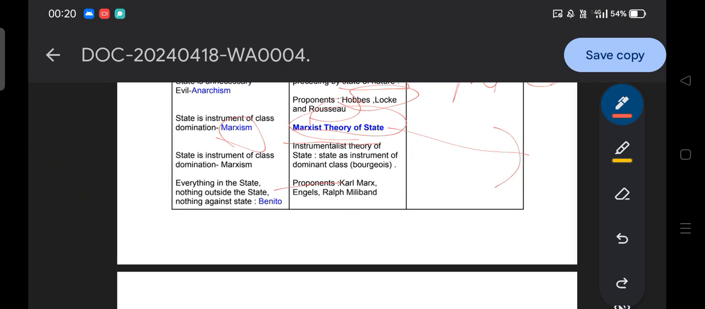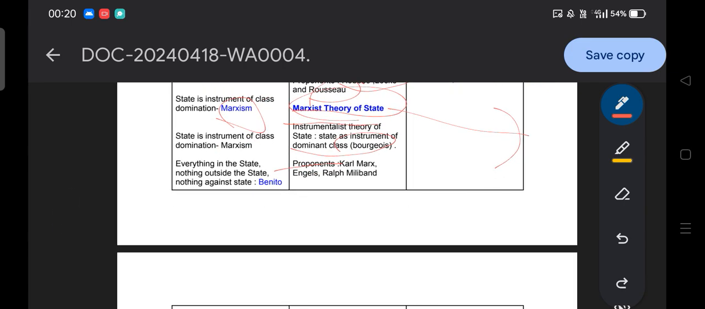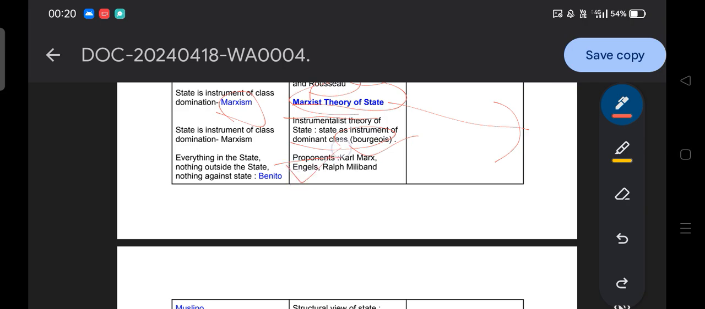Instrumentalist theory of the state means what? The state is an instrument of the dominant class, the bourgeoisie. Marxists believe that the state is created by the bourgeoisie for their interest only. That is the instrumentalist theory of the state, which Karl Marx believed. The proponents here are Karl Marx, Friedrich Engels and Ralph Miliband.